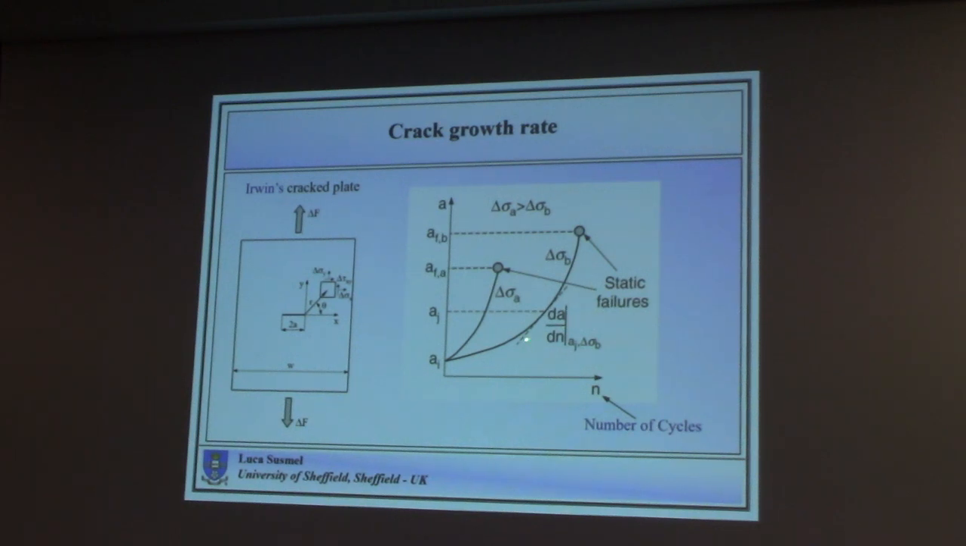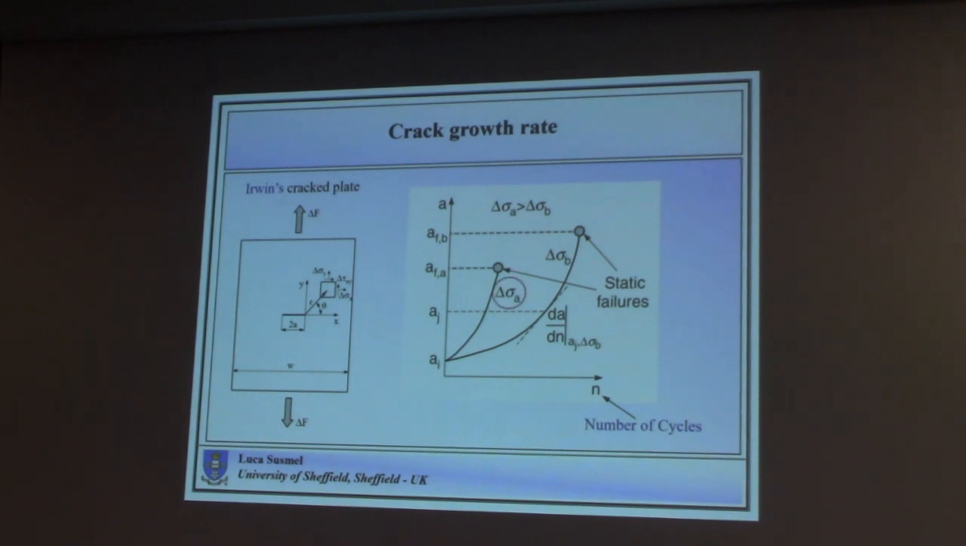The most important thing here is that at any point of our curve, we can define the tangent line. And the slope of the tangent line is dA, which is the length of the crack, divided by dN. And this is what we call the crack growth rate. Okay? Flat means no propagation. Vertical means fast fracture. In between, fatigue. Okay? That's it. This is where we are.